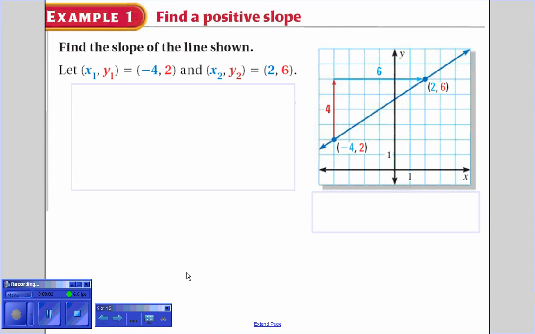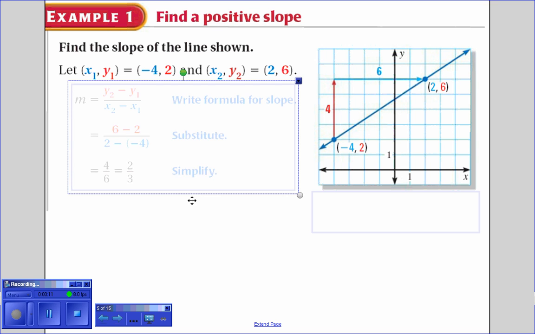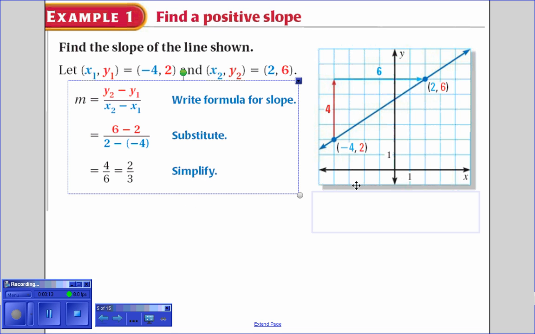Now let's try a few examples. Let's start with the slope of this line. First of all, we're going to determine the ratio of rise to run. So we'll start by subtracting the y values. y2 minus y1, or 6 minus 2, tells us that the vertical distance is 4. You can see that on the graph.